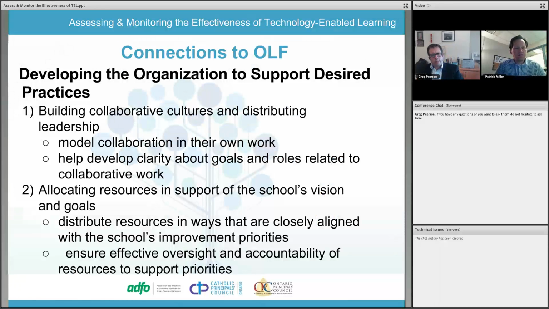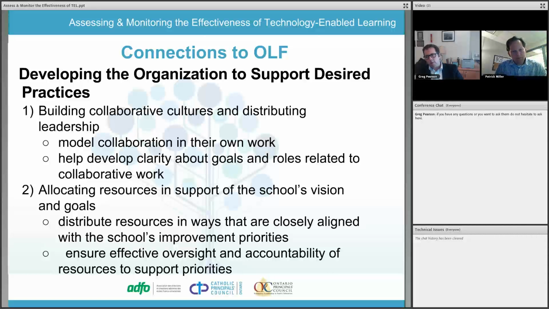We also wanted to take a very quick glance at the connections that this topic has to the Ontario Leadership Framework, a great place to start from and to really see the effectiveness. And here we are kind of modeling: we're not just picking the tool, just picking the technology, but taking a look at what the purpose actually is. So the first one we thought about was developing the organization to support desired practices.